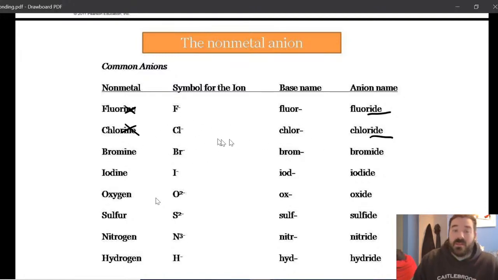Instead of bromine, the negative atom is called bromide. Instead of iodine, the negative ion is iodide. Oxygen, oxide, sulfur, sulfide, nitrogen, nitride, hydrogen, and hydride.